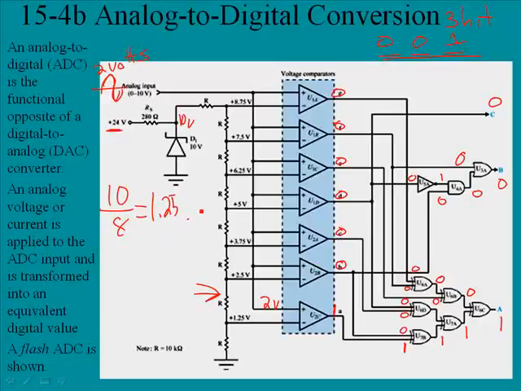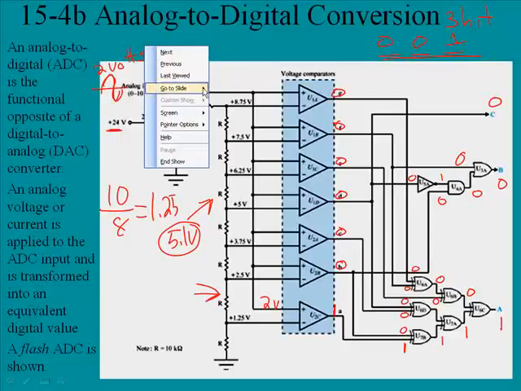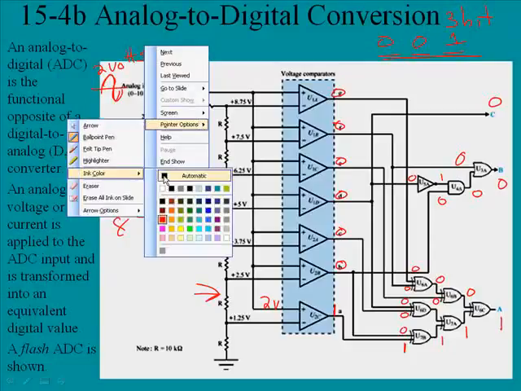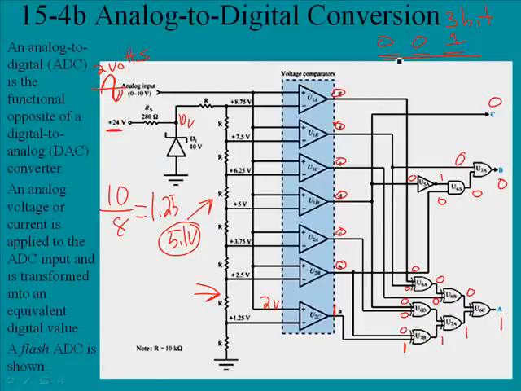So let's put in another value. Let's say we have an input value of 5.1 volts, and we'll send that in here. That's going to be slightly greater than 5, so that'll be 1, 2, 3, 4. So what we would expect is a binary 4. Now I'm going to change the pen color here, just so we can separate out what we're doing. Let's make it black.